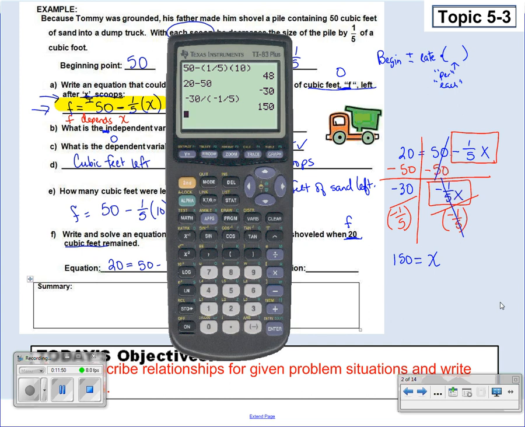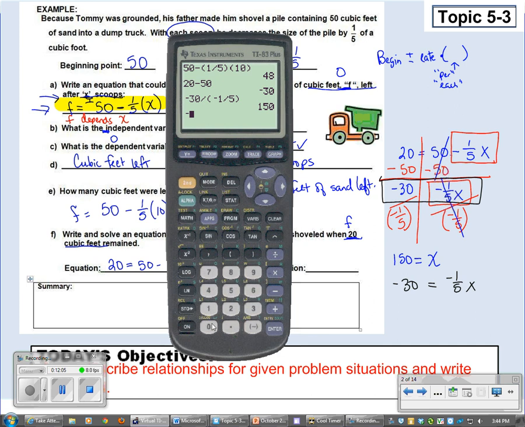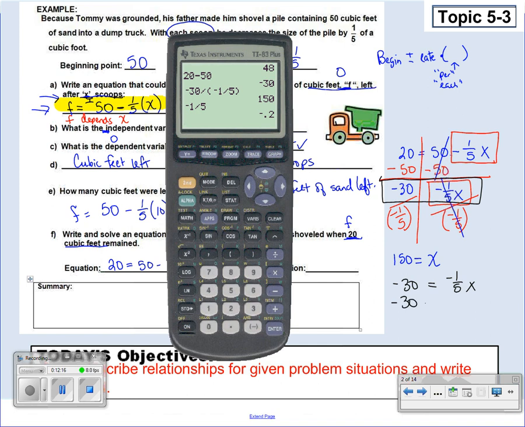So those of you who still struggle with using fractions, I'm going to take this part of our equation, negative 30 equals a negative 1/5 x, and we're going to change that fraction to a decimal to see if that's easier to work with. So negative 1 divided by 5 gives us a negative 0.2. So this equation becomes negative 30 equals negative 0.2x. We still have our line. We still have our term with the x.